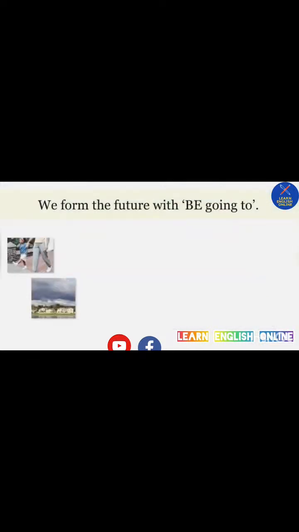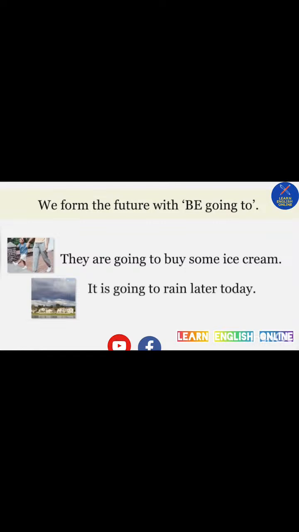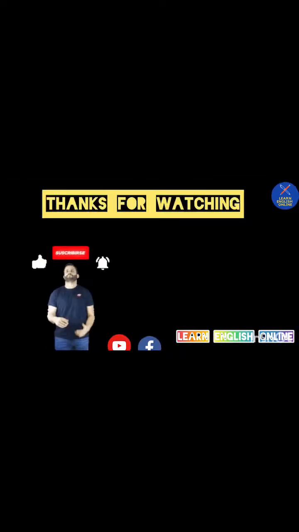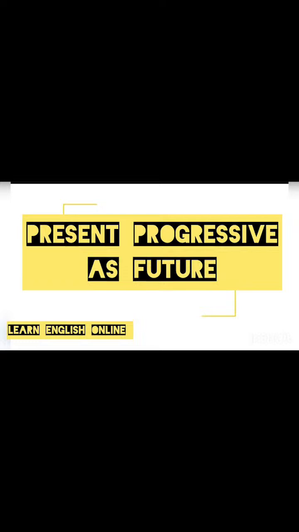In this lesson you learned we form the future with be going to. They are going to buy some ice cream. It is going to rain later today. In this lesson, you'll learn how sometimes we use the present progressive to talk about the future.